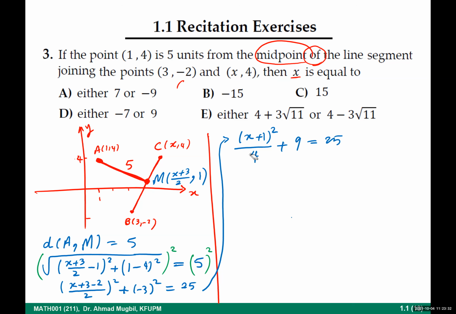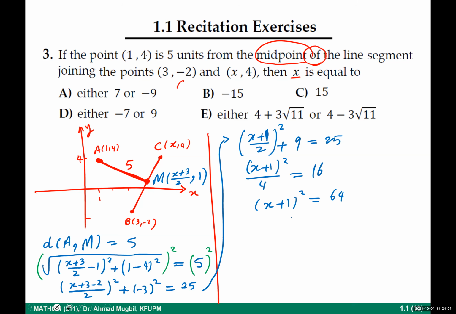Let me do it step by step for those who cannot follow. This will be x plus 1 all squared over 4 equals 25 minus 9, which is 16. Now you multiply both sides by 4 to isolate it. This is a power equation now, so this will be equal to 64.